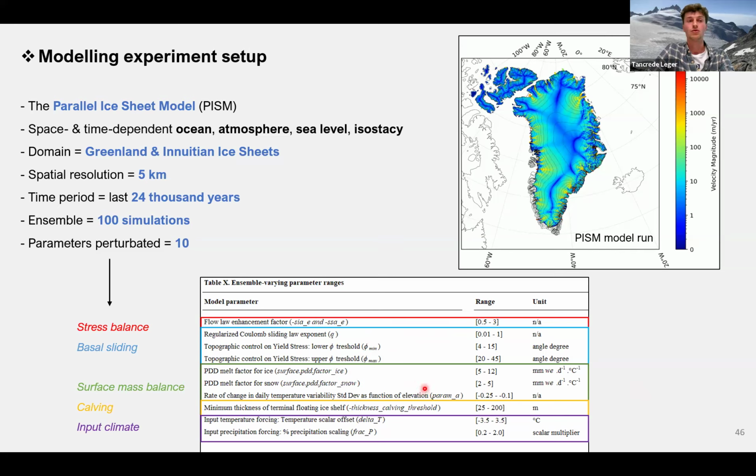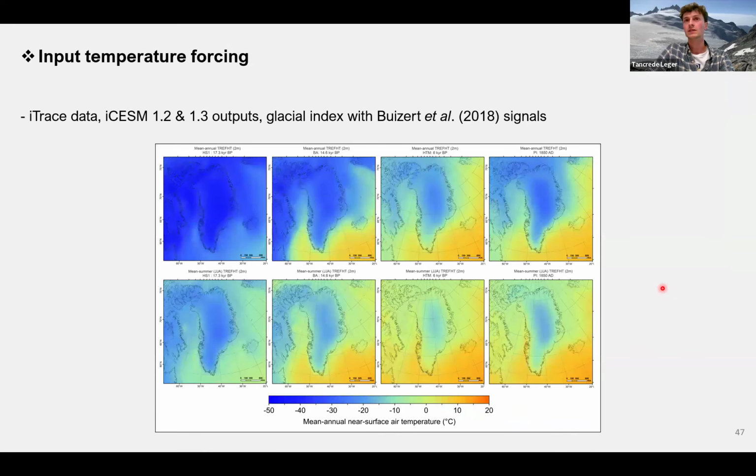We have some parameters that control surface mass balance, some that influence the calving, and then two temperature and precipitation offsets parameters that actually modify the input climate that we give to the model. So speaking of the climate, for the temperature forcing, we use data from an Earth system model called iCESM, the Isotope-Enabled Community Earth System Model from NCAR in Boulder. And they've produced a nice experiment that is transiently running from 19,000 years ago to 11,000 years ago, which is called iTrace. So we use data from that.